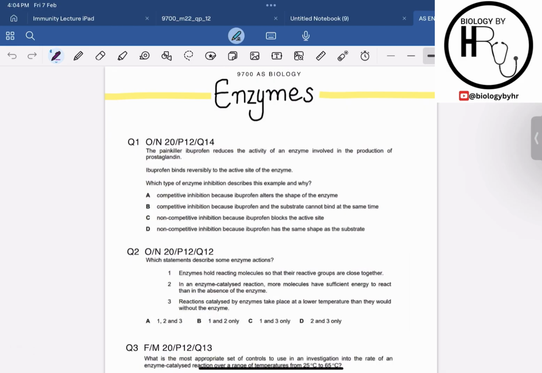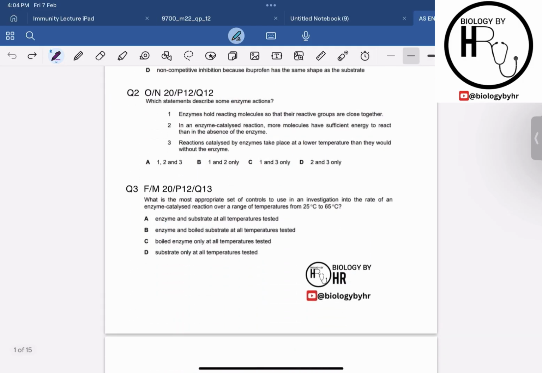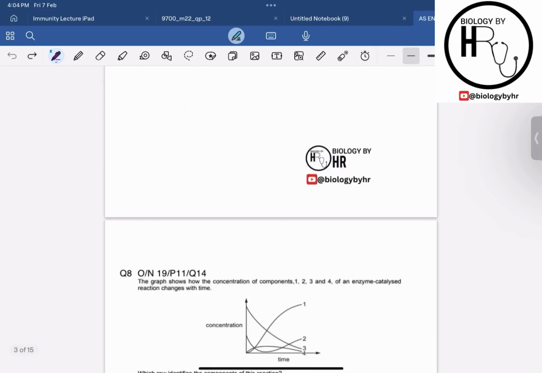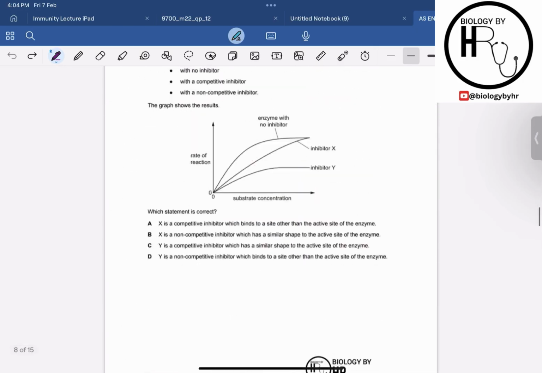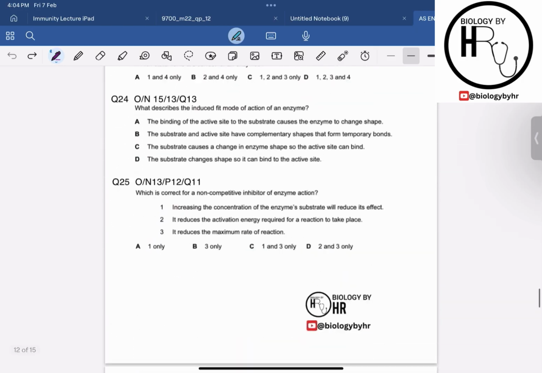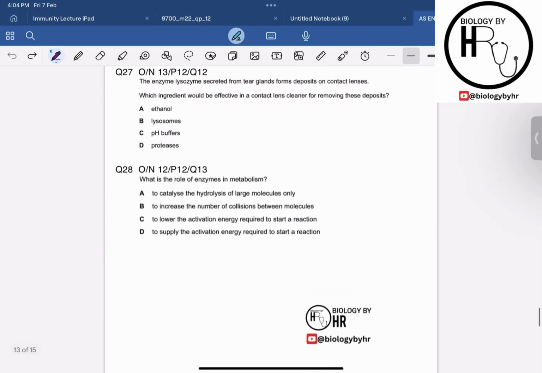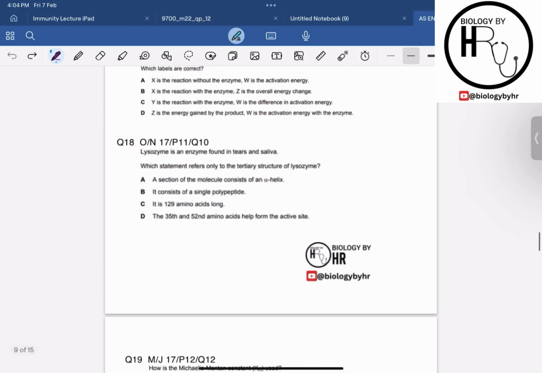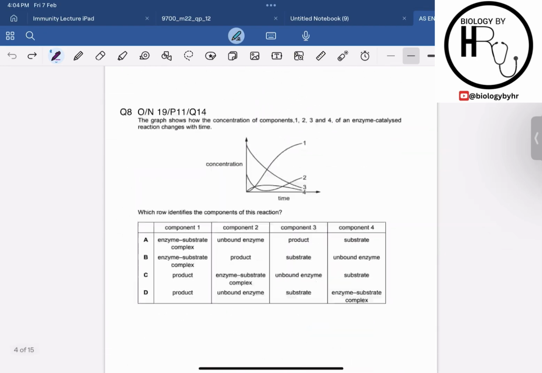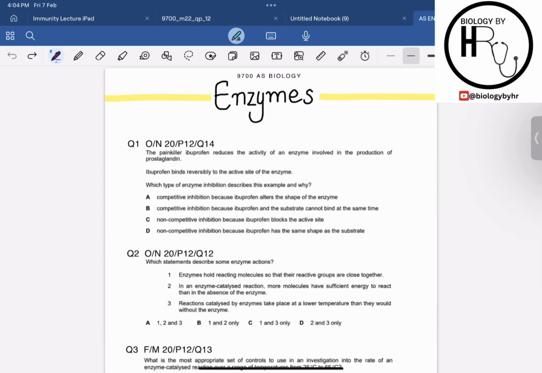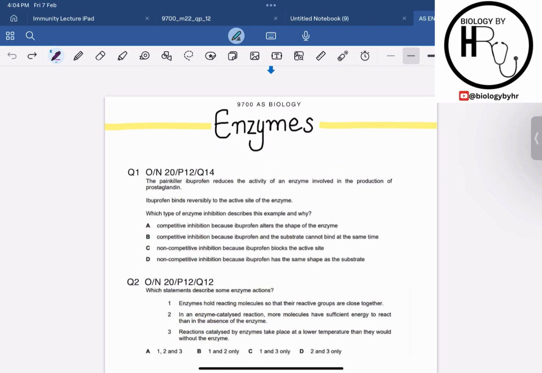Welcome to the class. Today we are going to be looking at AS level biology chapter enzymes topical MCQs. Today we are going to be solving the topical MCQs of the chapter enzyme. There are a total of 28 MCQs, I believe, which I have compiled from many years, from 2020 to 2012. We are going to be looking at all of these questions one by one, and then we are going to be solving these.